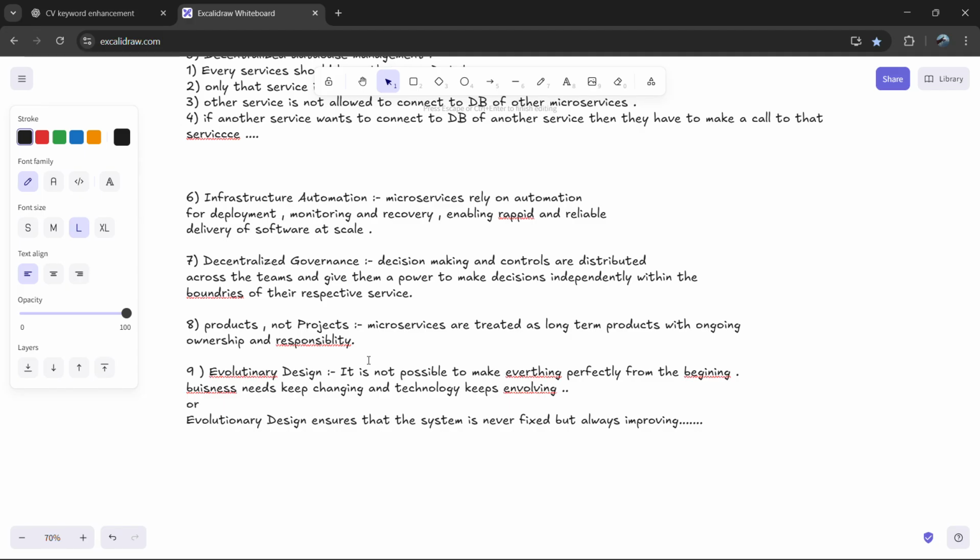Okay, the sixth point is infrastructure automation. Microservices rely on automation for deployment and monitoring. It is very difficult to monitor or deploy such microservices manually. So we use infrastructure automation.